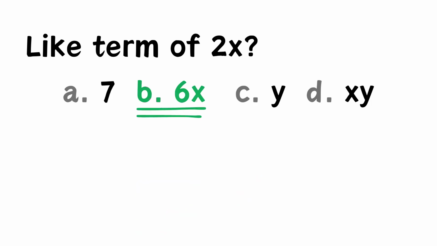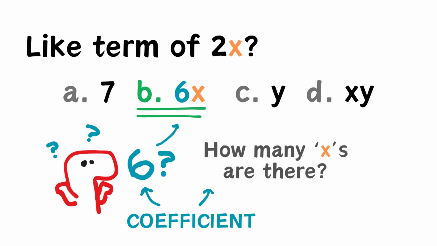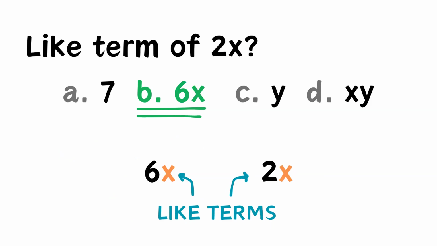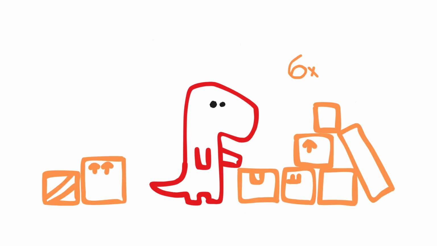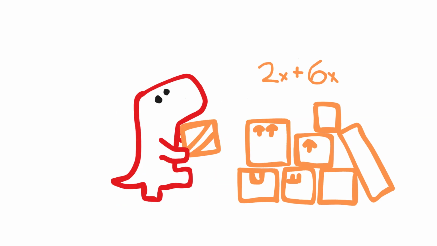If you chose B, you are correct. Since 6x has x, it's a like term of 2x. If you're confused about the coefficient 6, remember that the 6 in 6x is just a coefficient. The 6 tells us how many x's there are. So 6x and 2x are like terms. Think about it as having 6 of the same colored boxes. You already have 2, and you can sort them together.